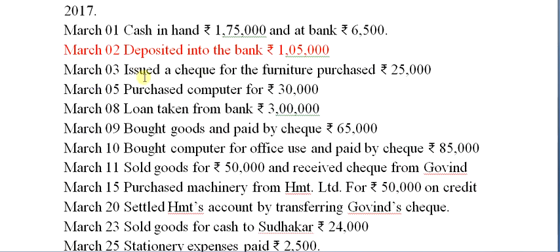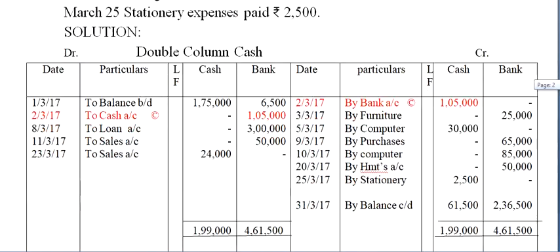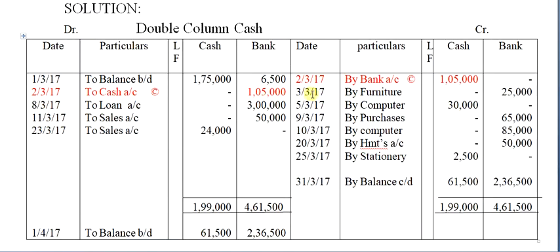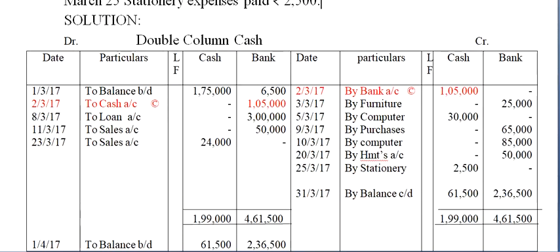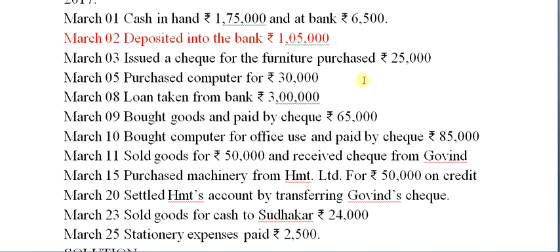Next point, March 3rd, issued a check for the furniture purchased rupees 25,000. When we issue a check for the furniture purchased, our bank balance reduces. On March 3rd, 2017, by furniture, how much does it reduce? 25,000. Again on March 5th, purchased computer for rupees 30,000. When we purchase the computer, our cash balance reduces. So it should be taken under the credit side. On 5/3, that is March 5th, 2017, by computer 30,000, the amount has been reduced because we are purchasing the computer, my dear students.